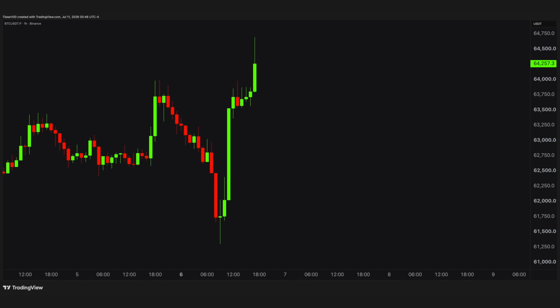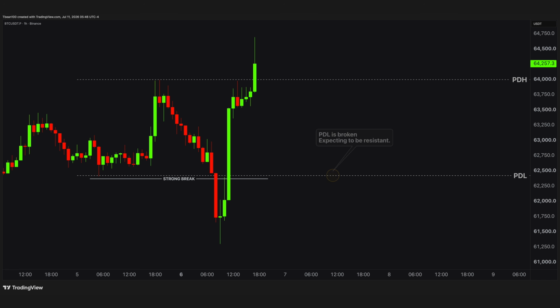Let's talk about recent price action and get a better understanding of price action and smart money concepts so you can make much better decisions in trading. Recently in Bitcoin, there was this interesting price action. At the bottom, we had this previous day low, and at the top, we had this previous day high. Price was crashing really badly and destroyed this previous day low strongly. So I count this as a very strong break actually.